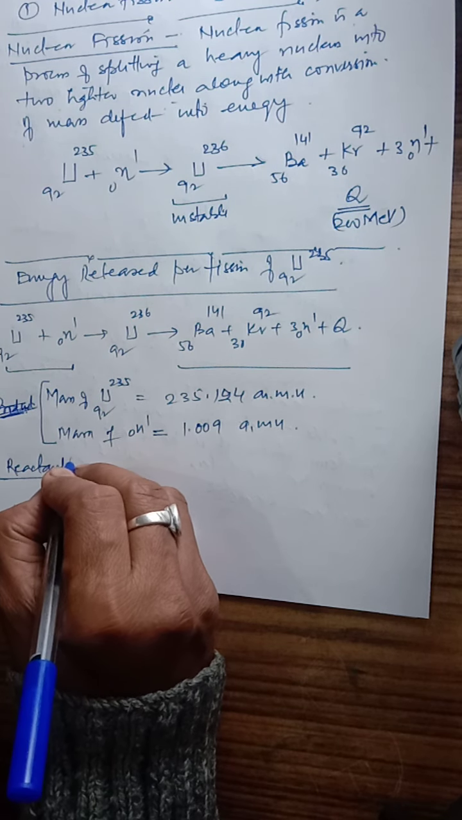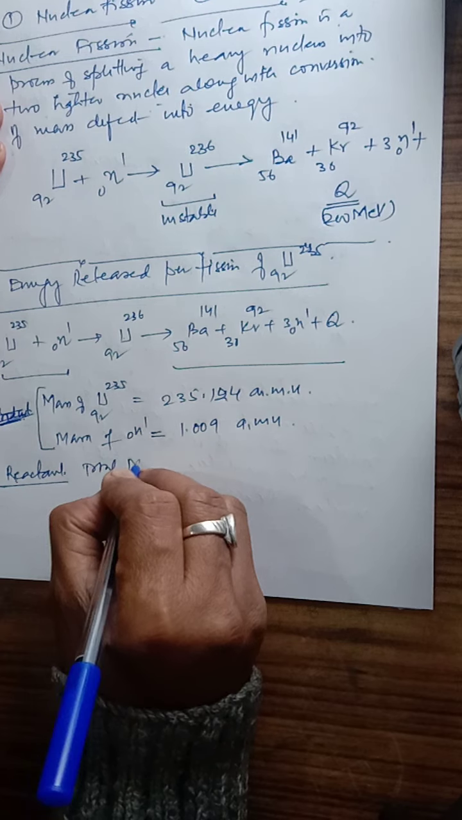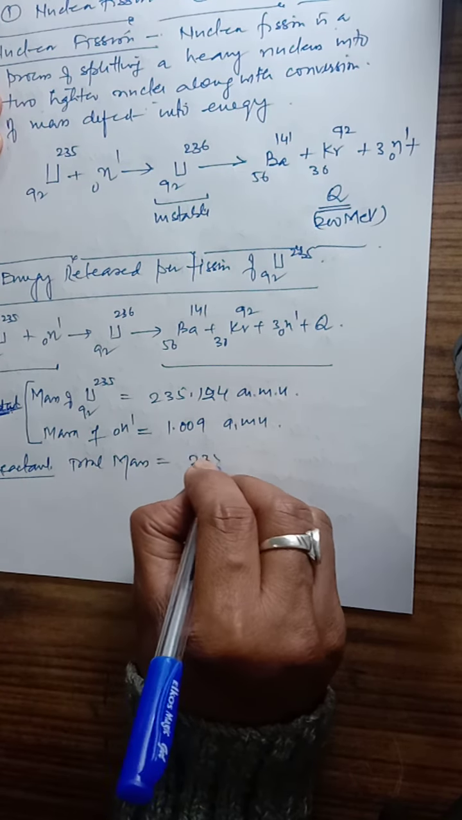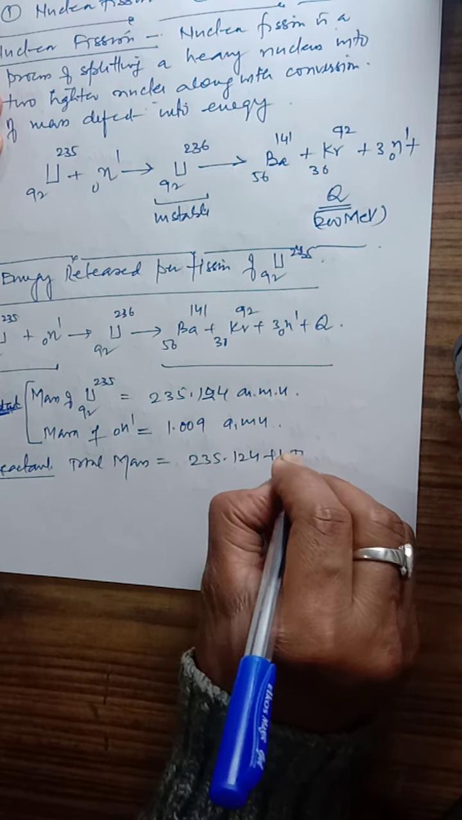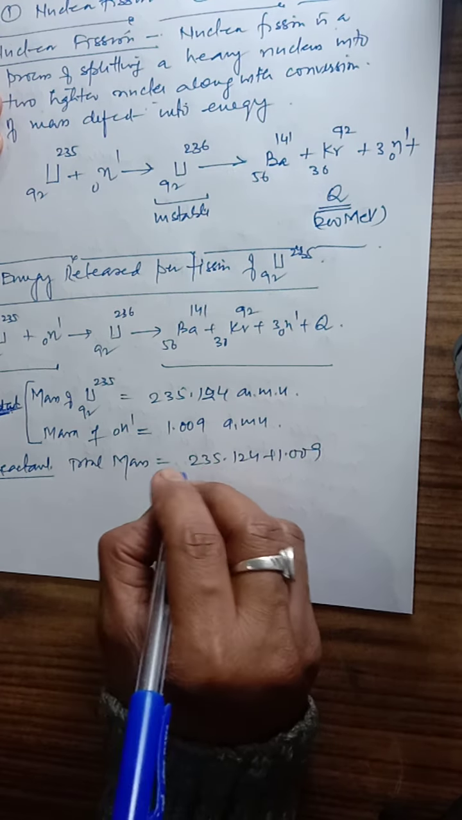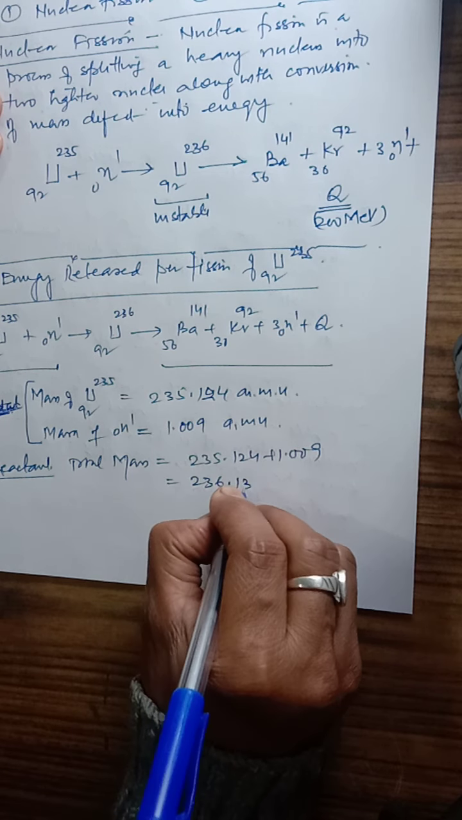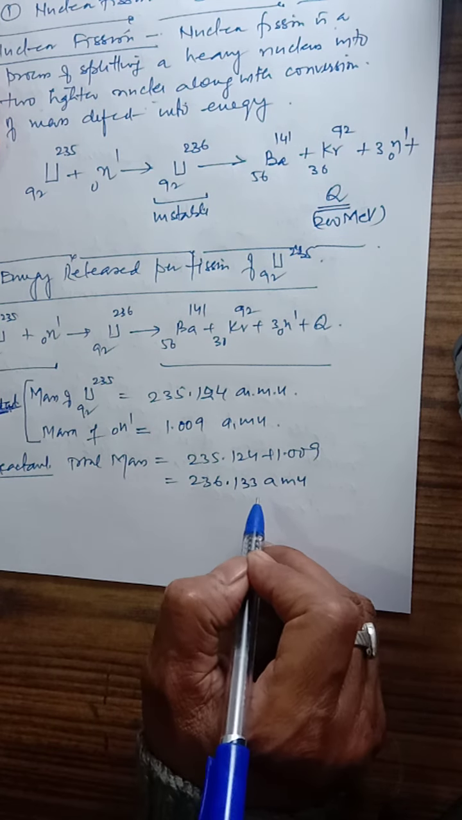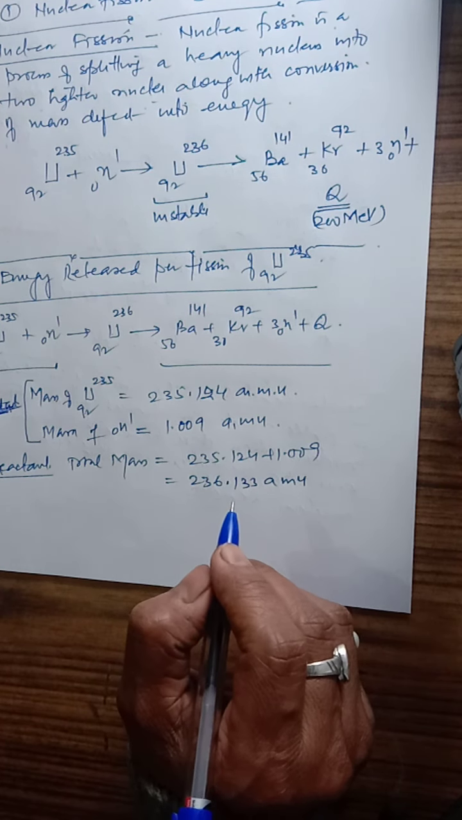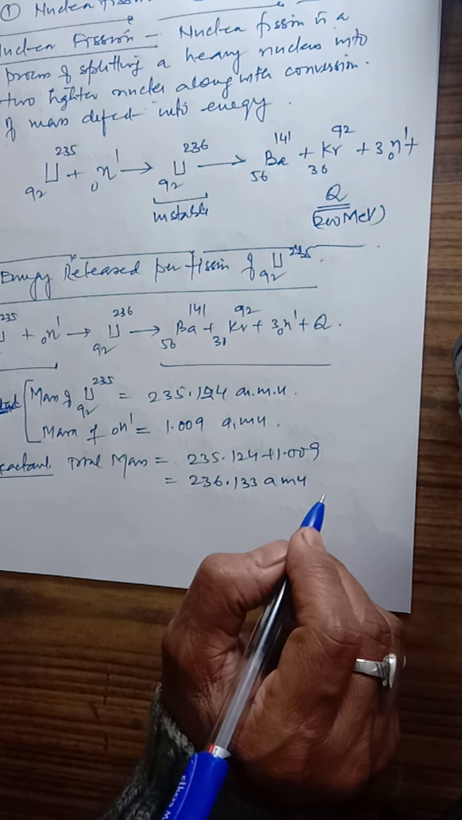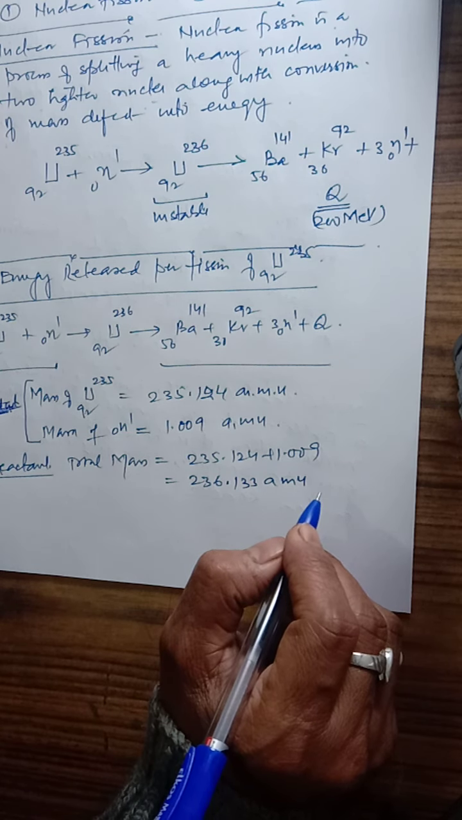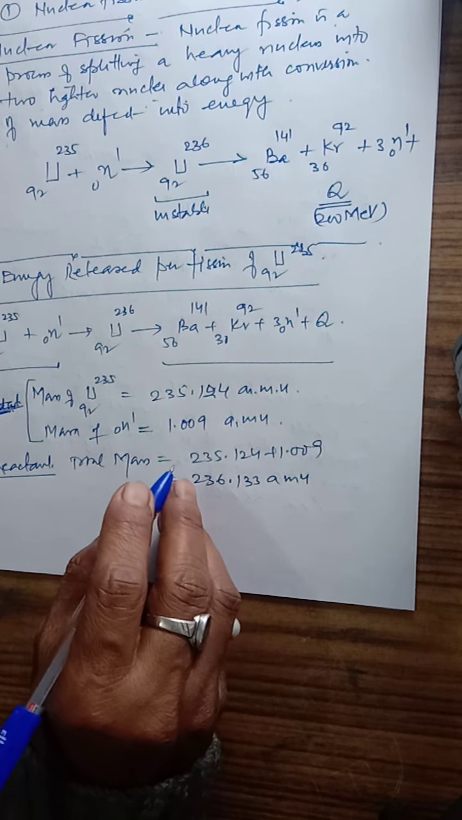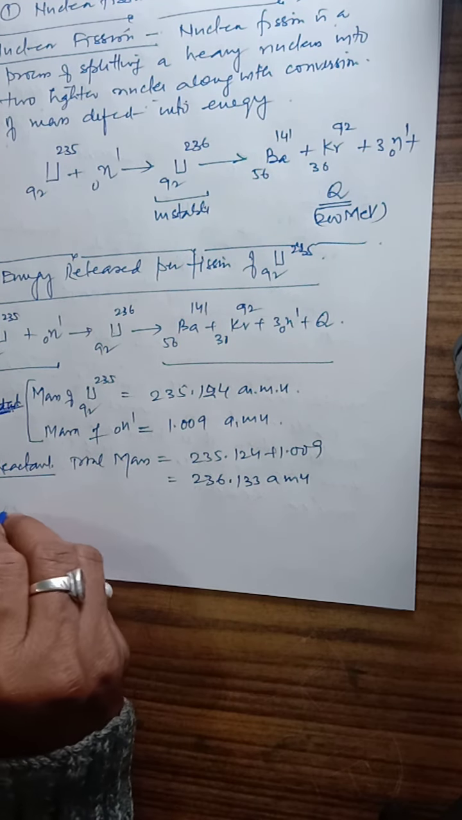So the reactant total mass is equal to 235.124 plus 1.009. It gives you 236.133 AMU. Now the product side, the right hand side.